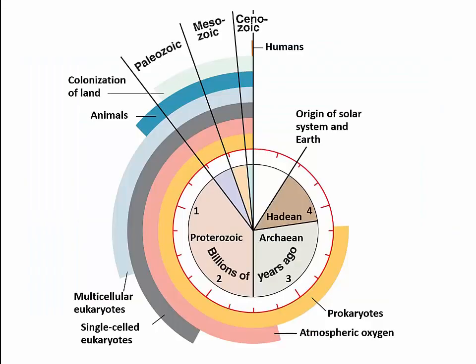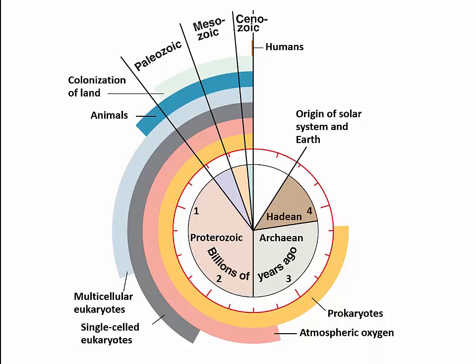This is another way of looking at the timeline. Instead of a straight line, you could depict it as a circle. And then you could start with, on the right-hand side, the origin of the solar system, the Earth, and that would be the Hadean period. Then the Archean, and then the Proterozoic, and this is all billions of years ago.